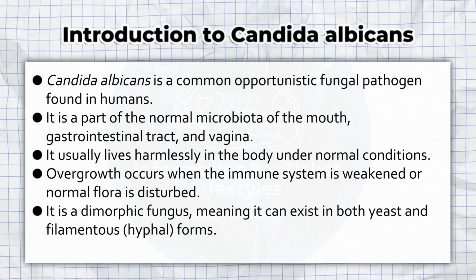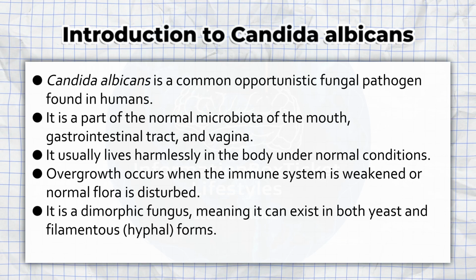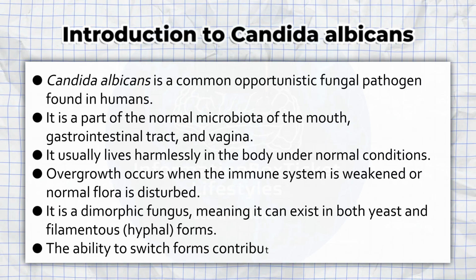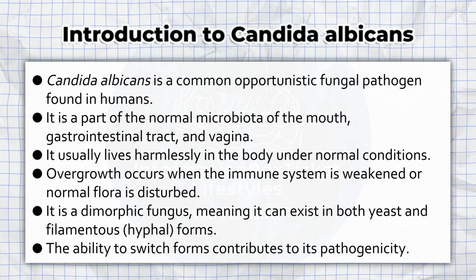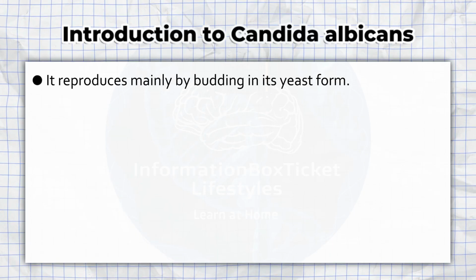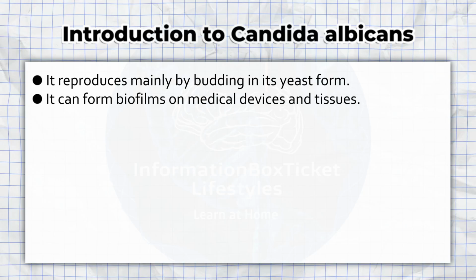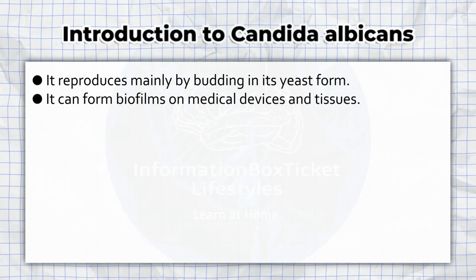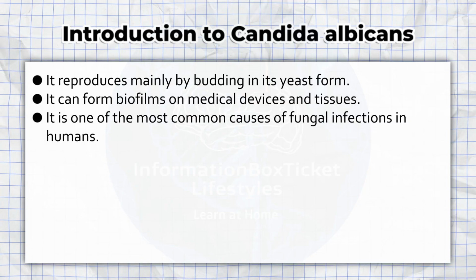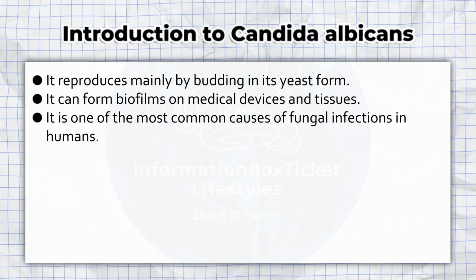It is a dimorphic fungus, meaning it can exist in both yeast and filamentous, hyphal forms. The ability to switch forms contributes to its pathogenicity. It reproduces mainly by budding in its yeast form. It can form biofilms on medical devices and tissues. It is one of the most common causes of fungal infections in humans.